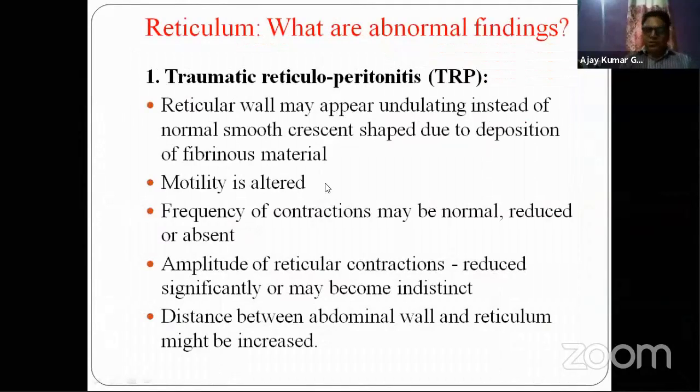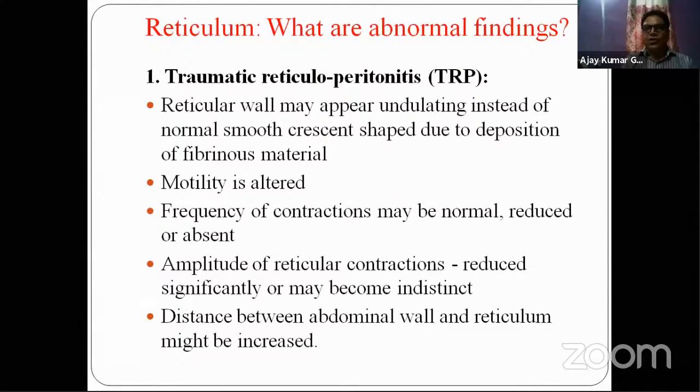Now, what are the abnormal conditions that can be diagnosed? Abnormal conditions of reticulum. The first, as I told, is traumatic reticuloperitonitis. So what will be the findings in traumatic reticuloperitonitis? The reticular wall, which normally appears smooth and crescent shaped, will appear undulating due to the deposition of fibrinous material between the reticular wall and diaphragm, and between the reticular wall and the abdominal wall.